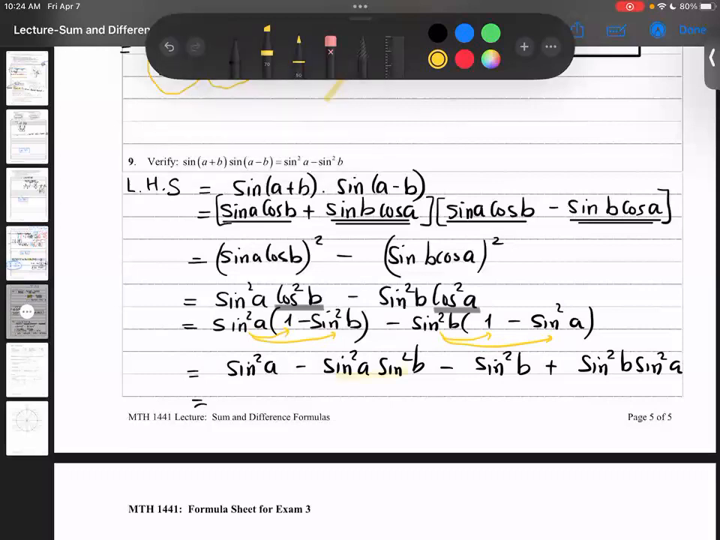Do you agree? This one cancels? Sine A sine B is the same thing as sine B sine A, right? So your final answer is the right-hand side: sine squared A minus sine squared B, which is the right-hand side.